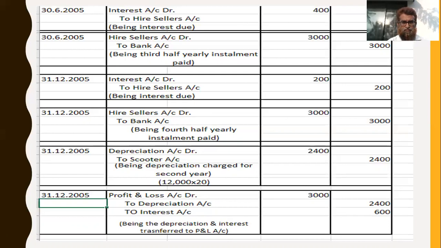Now, last journal entry is for transferring the depreciation and also interest to profit and loss account. Profit and loss account debit to depreciation account and interest account. So here depreciation is credited with 2,400. Interest is credited with rupees 600. Total will be 3,000. So this is the end of this problem.